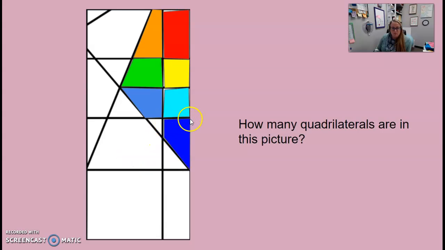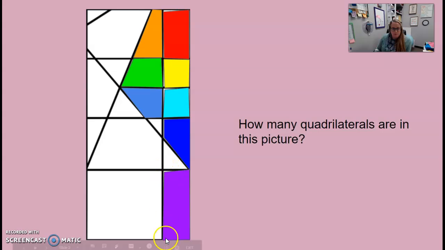Ooh, there's one. 1, 2, 3, 4. Does this one work? 1, 2, 3? No. 1, 2, 3. Nope, that one doesn't work. 1, 2, 3, 4, 5. Close, but no. 1, 2, 3. Does that one work? Nope, that one didn't work either. All right, moving to our last row. Let's see.